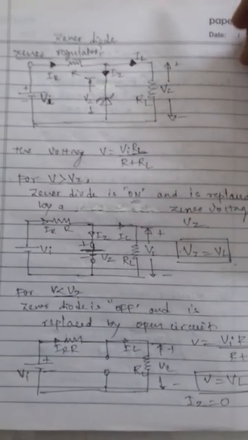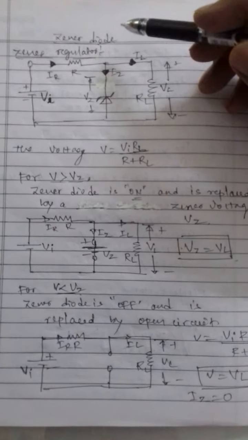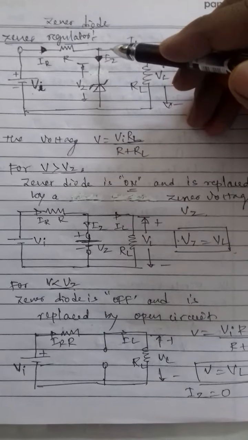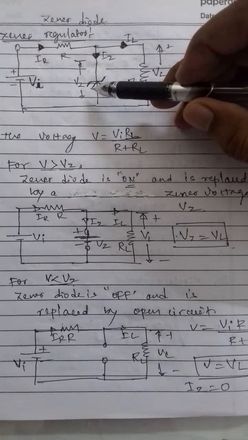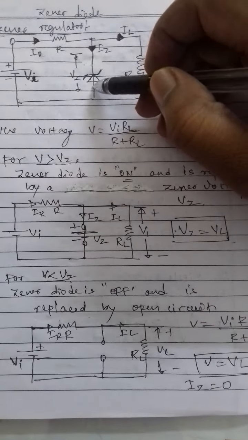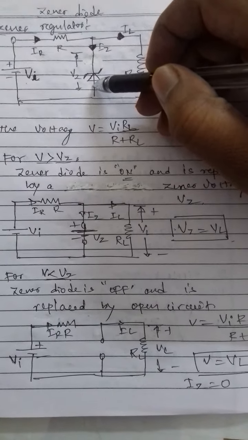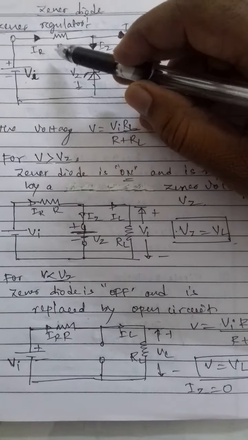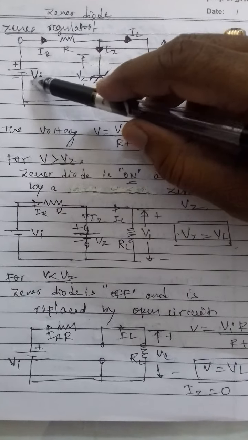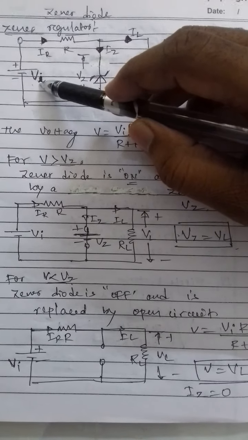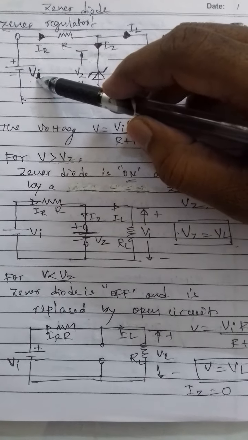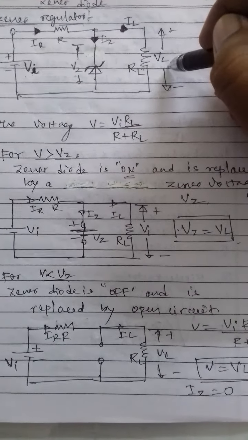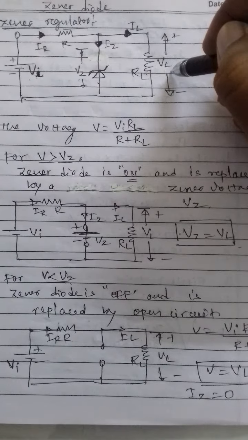Hello, we shall discuss the Zener regulators. Here, this one is a Zener diode, and the voltage across that Zener is Vz. And this is whatever input voltage is applied at the inputs, and here is a load resistance through which you have to get the load voltage.